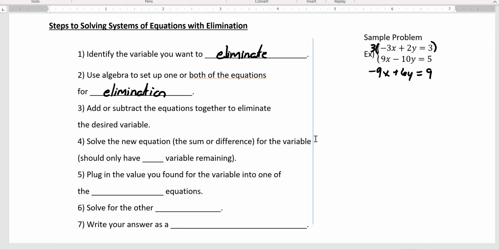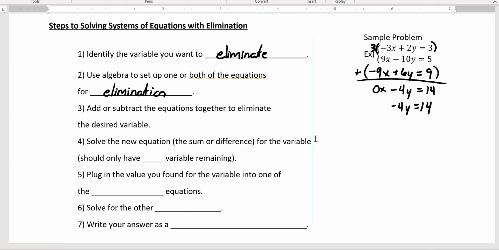So what I'm going to do here is, since these are opposites, I'm going to add these together. So positive 9 plus negative 9 will give me 0x. If they were the same, I'd subtract, because 9 minus 9. Negative 10y plus 6y would give me negative 4y. And 5 plus 9 would give me 14. So I'm left with negative 4y equals 14.